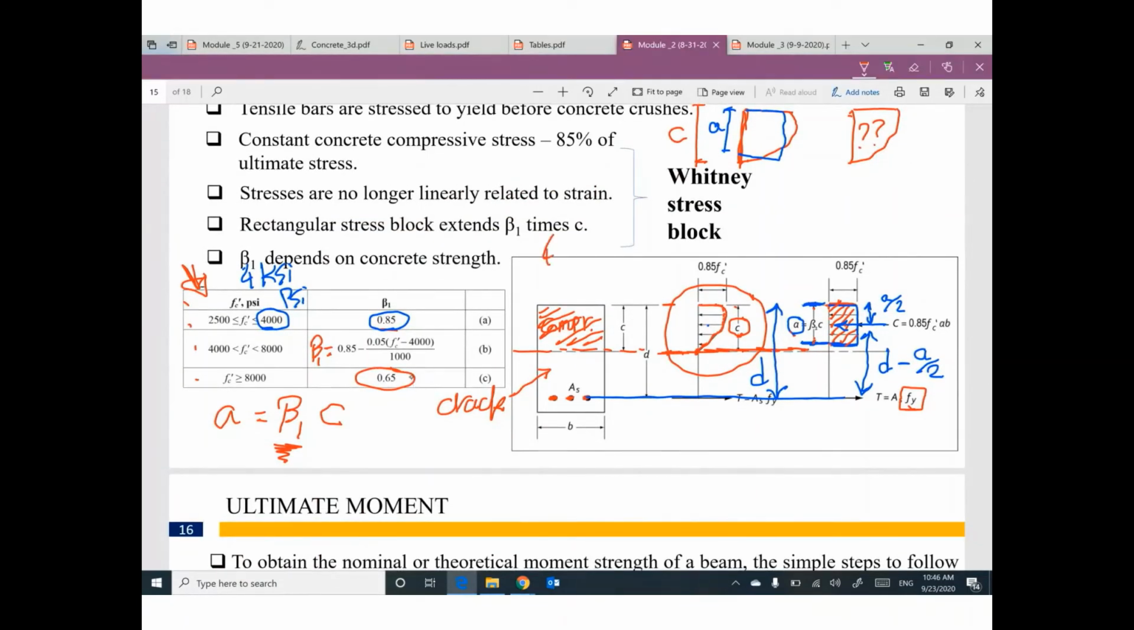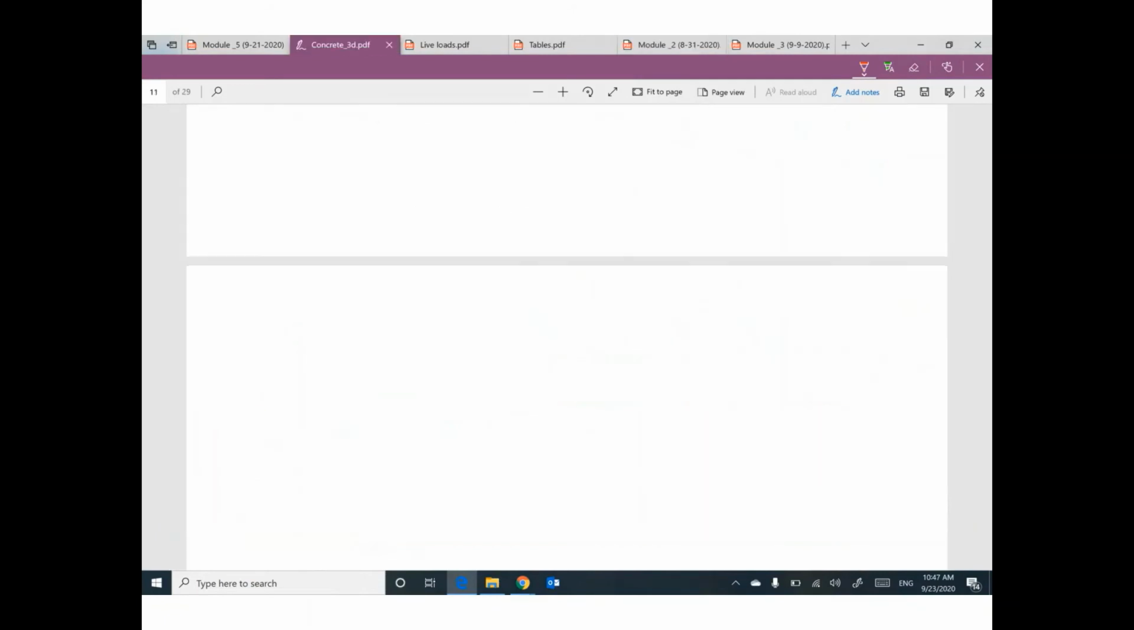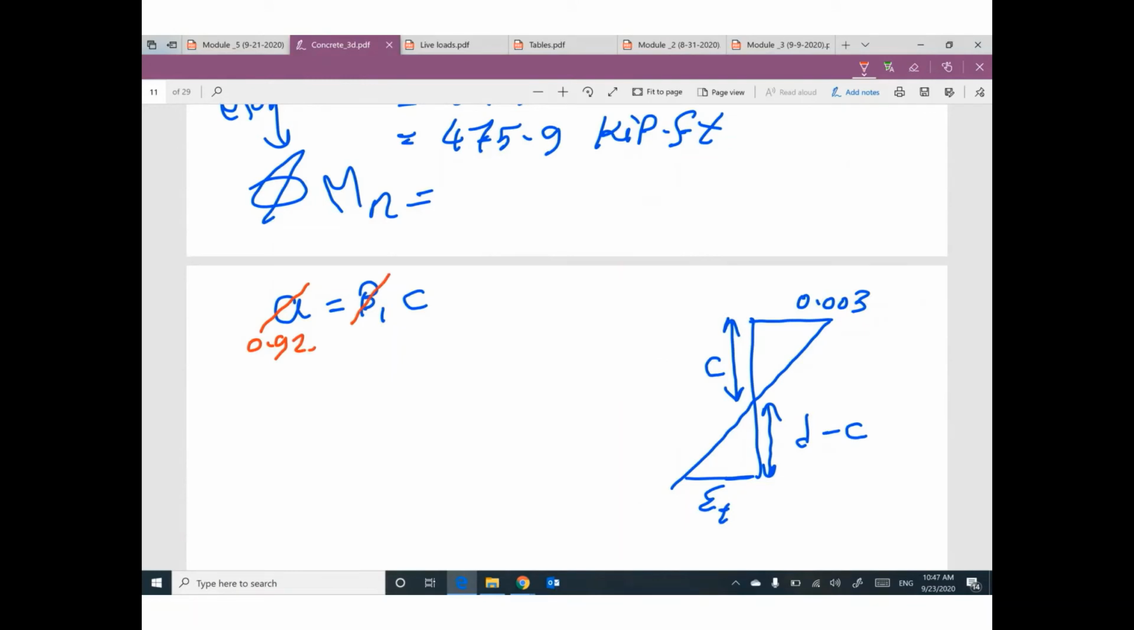So I believe you are outside the first one. We are in the second one. So your beta will be 4,500 minus 4,000, times 0.05, divided by 1,000, minus 0.85. Your number will be 0.825. So this value of beta 1 will be 0.825 based on the table in module number 3.